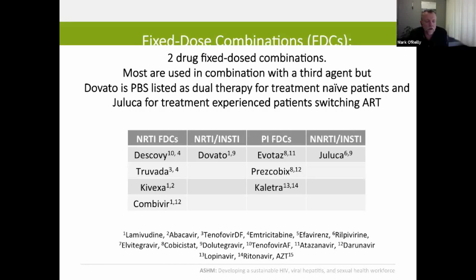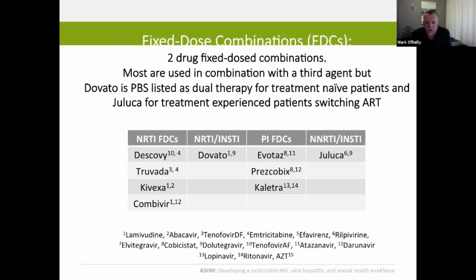And so if you look at the first column there, you've got a number of NRTIs, which we call the so-called backbones, Descovy, Truvada, Kivexa and Combivir, and you can look at the ingredients of each of those single pills at the bottom there. Now, in the second column, we've got Dovato. So Dovato is a single pill that contains the NRTI lamivudine, or 3TC, in combination with the integrase inhibitor dolutegravir.